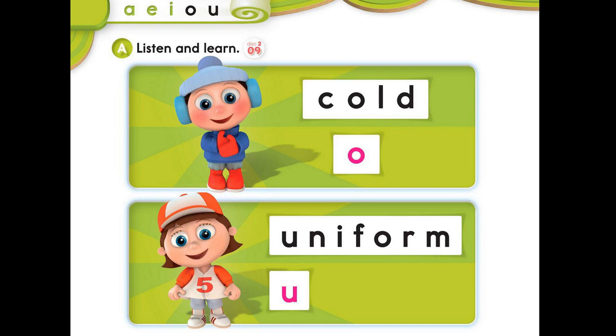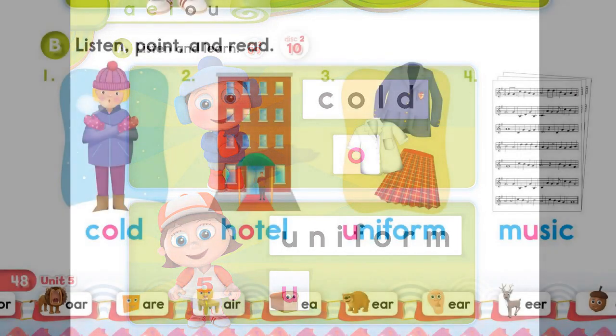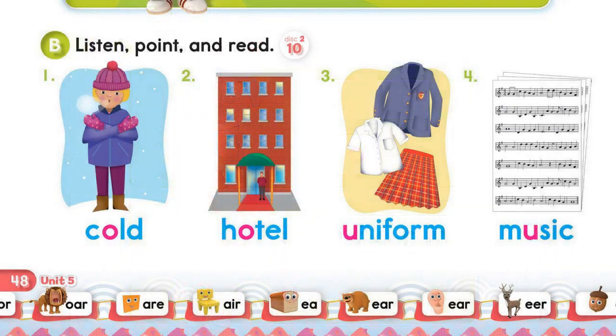This is a uniform. Do you remember the U sound? What is the beginning sound in the word uniform? U. That's right. U, uniform. Page 48. B. Listen, point, and read. 1. K, O, old. Cold.